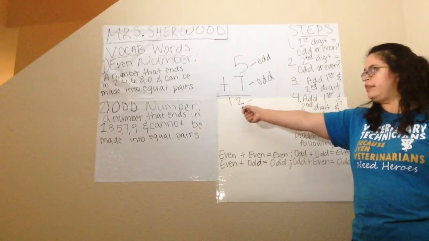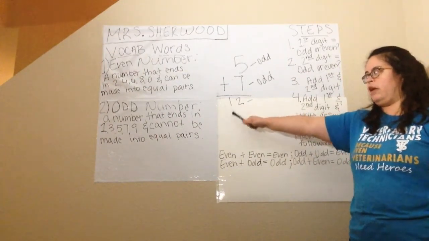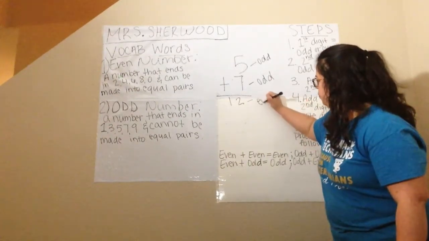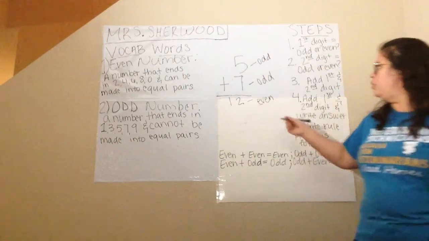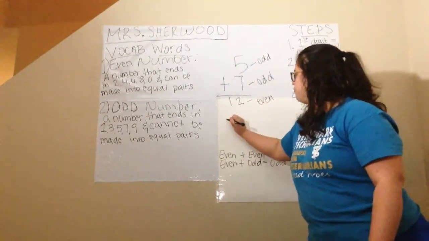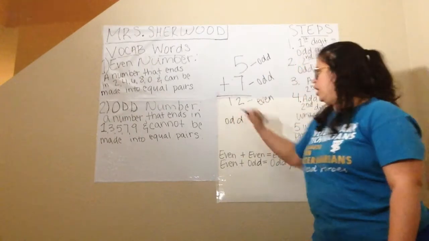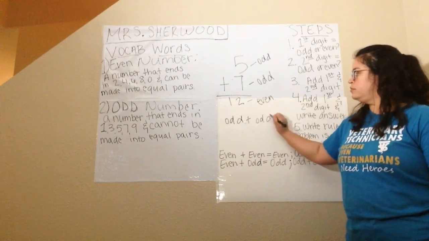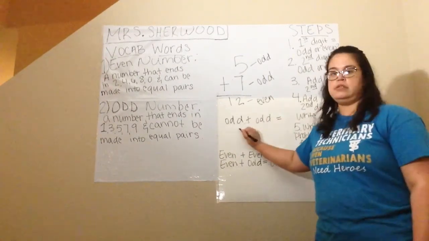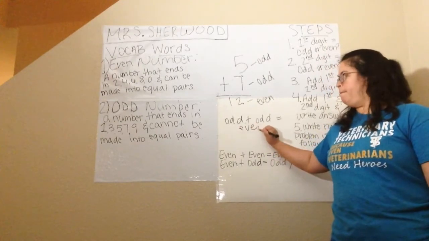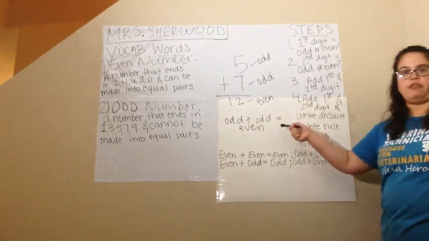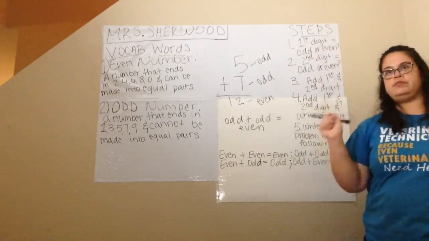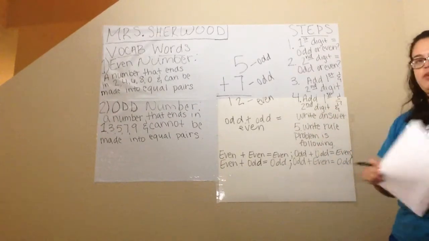Remember, we just need to look at the last number here. We have 1, 2 for 12. 2 is an even number. We need to write that rule. So odd for 5, odd plus odd equals an even. Okay, so that's the rule that we got for this one. Does anyone have any questions? Raise your hand if you have any questions. Okay, so then we're going to go on to our third example.